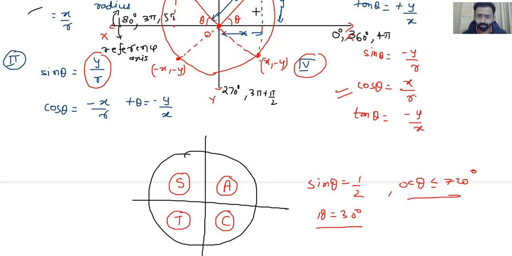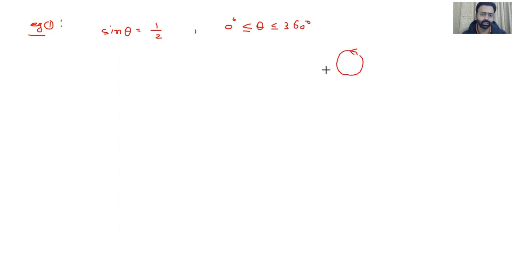Fine. So let us solve one question. Let us say example 1: solve sine theta equals half. The same domain we are using, between 0 and 360 degrees. So 0 to 360 degrees means all the angles are positive, meaning we have to move anti-clockwise in only a single direction. So basically I have to cover all four quadrants to give the angle.